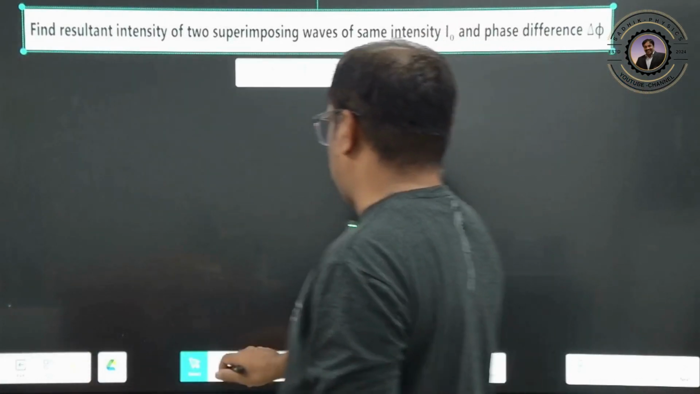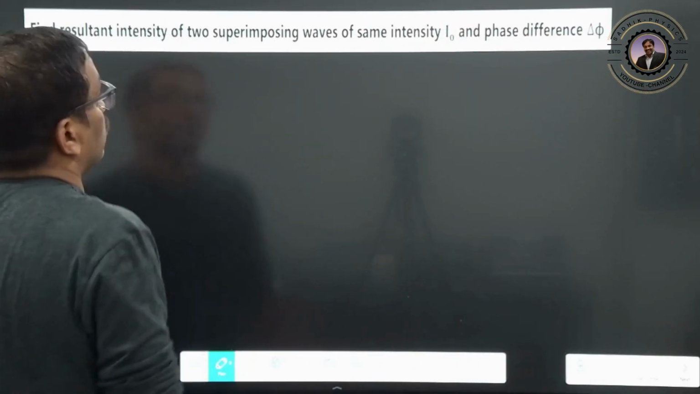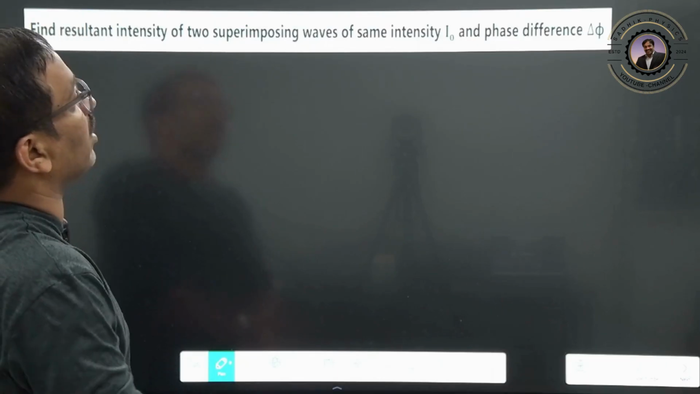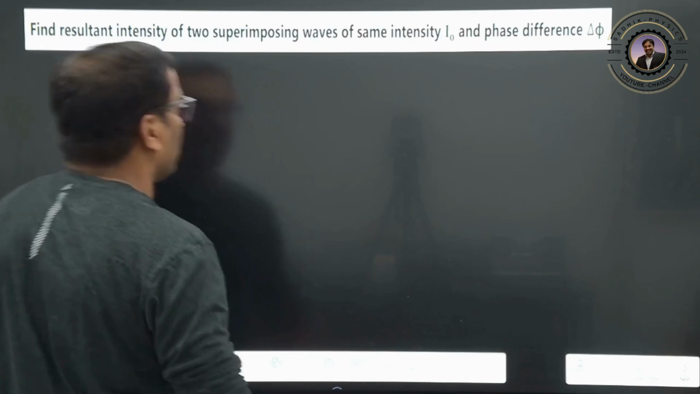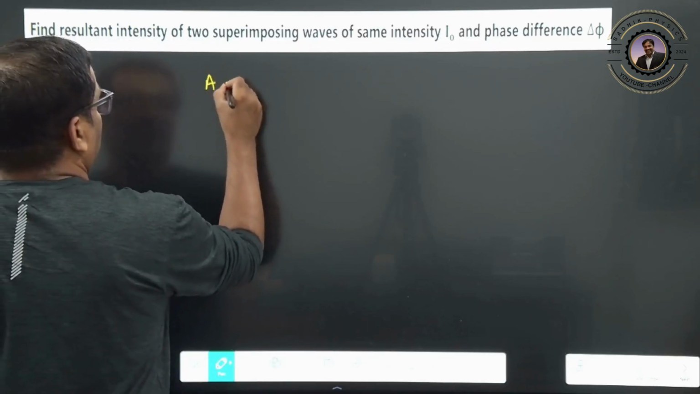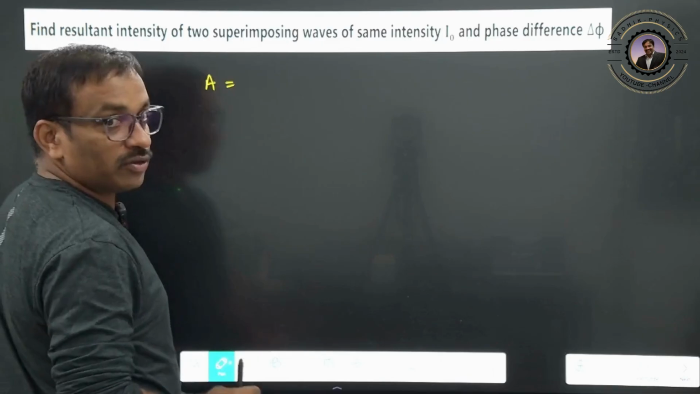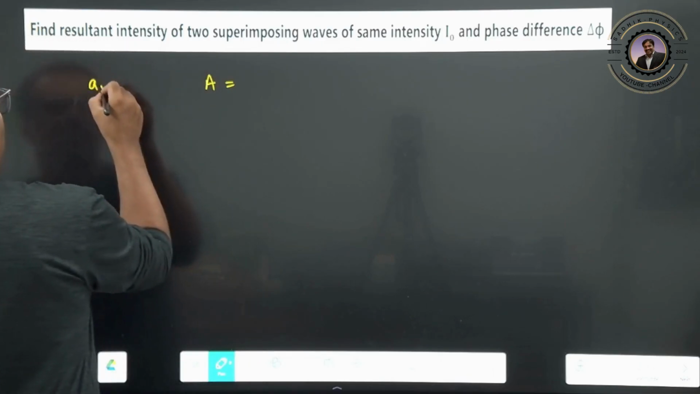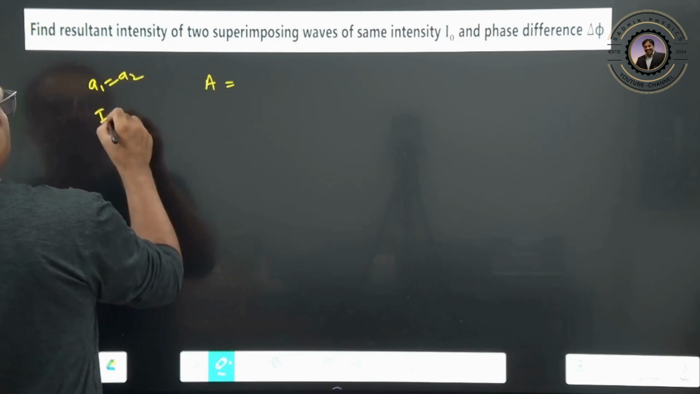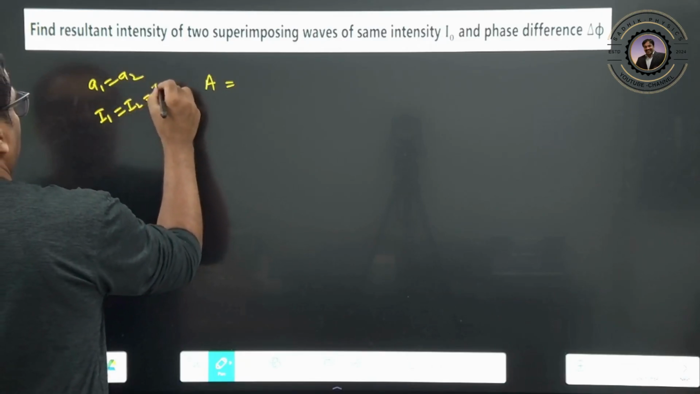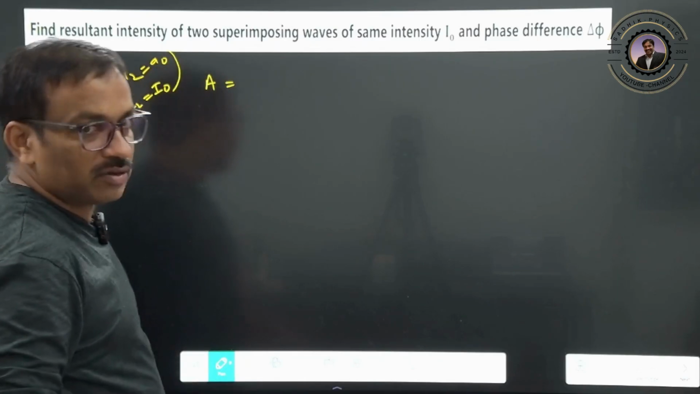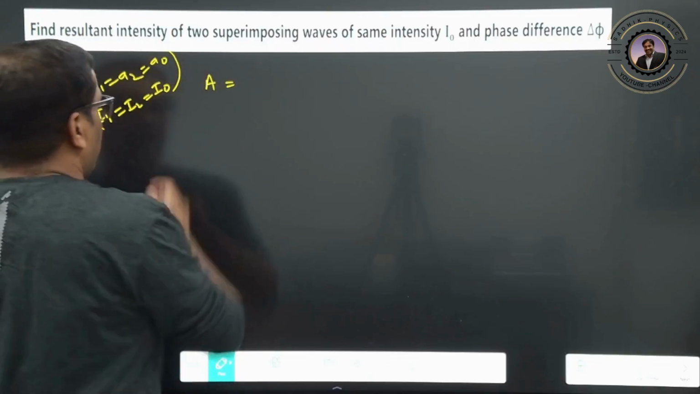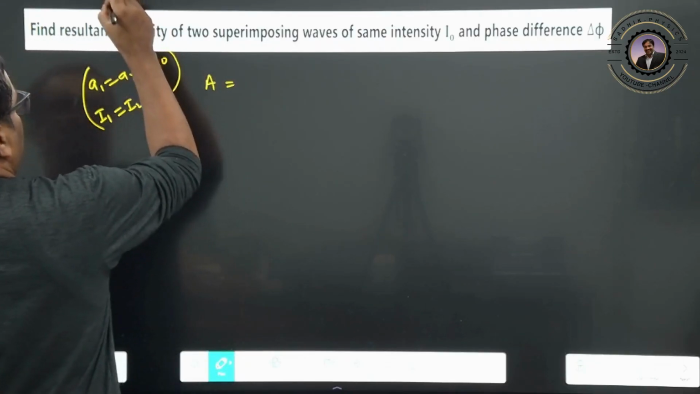Find the resultant intensity of the two superimposing waves of same intensity I naught and phase difference phi. Okay, same amplitude. Therefore we can write it as A1. First of all, let us write down amplitudes. What is it telling? Amplitudes are same, intensities are also same. Very important concept, this problem is very important.